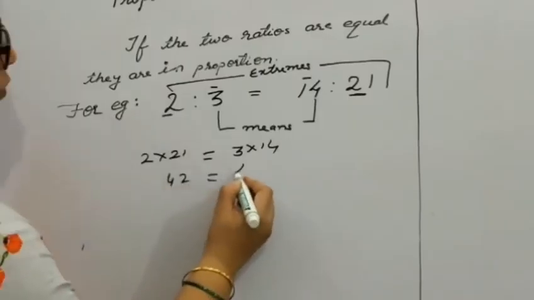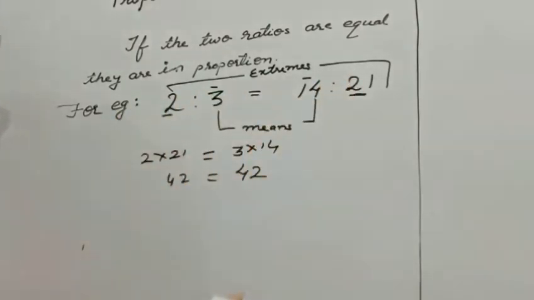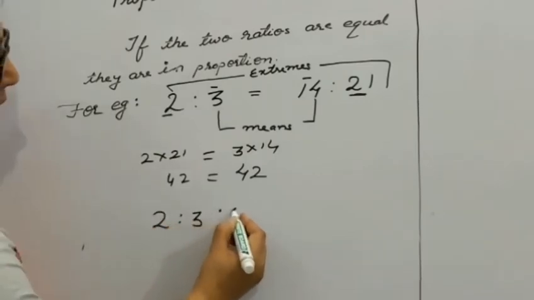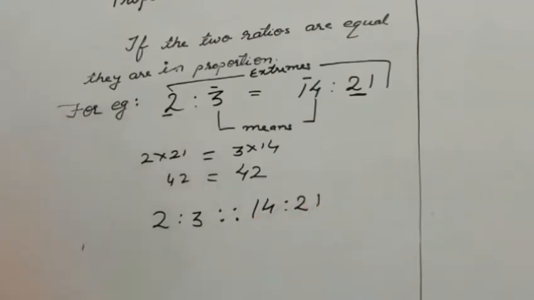42 equals 42. So the two given ratios are equal or they are in proportion. The third way of saying they are proportional. How can you write in proportion? 2:3 is as 14:21.